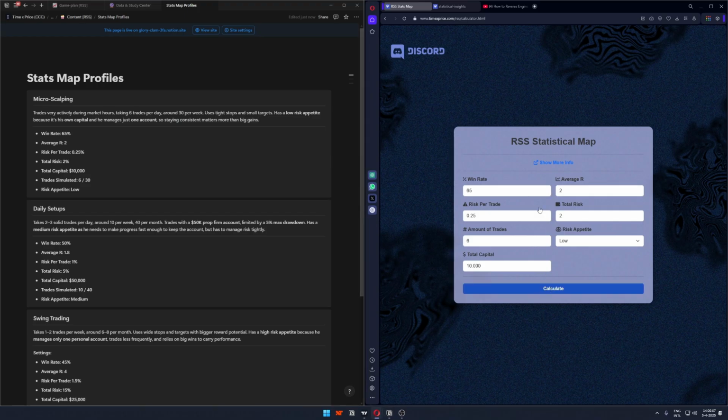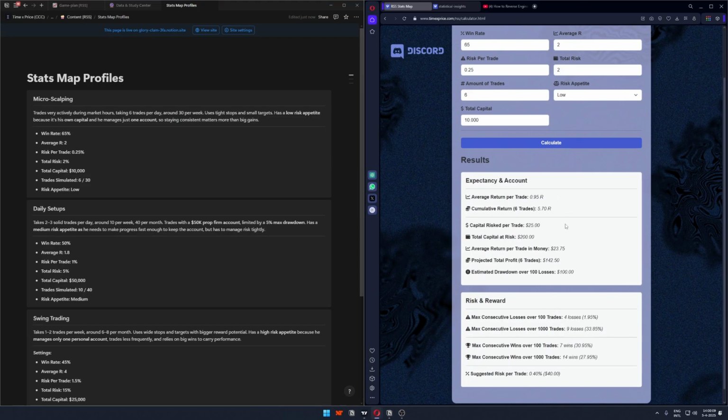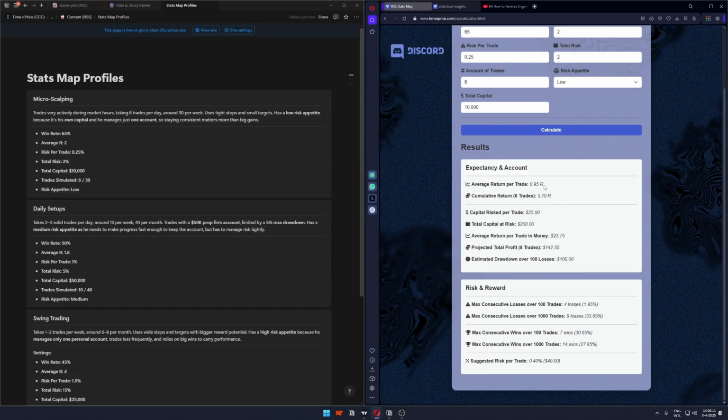So if we calculate this, we'll see that the results turn out to give us a 0.95 R expectancy. That's almost an expectancy of every R, so for every risk you take per trade, where the capital risk per trade is $25, you'll almost get it back, as there is a 5% room for that. So the total return of 6 trades will be 5.7 R. So within a day, the average return will be 5.7 R.